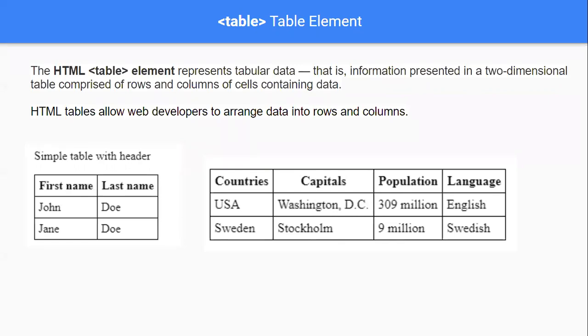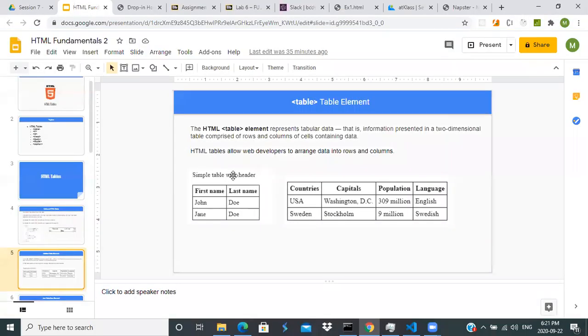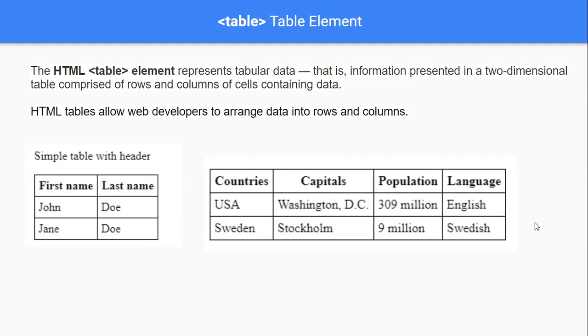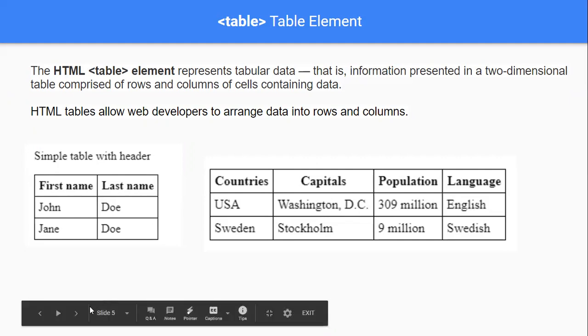HTML tables allow web developers to arrange data in rows and columns. So we have a simple table here with first name, last name, and then we have this bigger table here that has countries, capitals. And again, to add a column here is no big deal. You can add as many columns as you want. You could have a 100 by 100 grid if you needed to. But then you get into some other concerns like paging and things like that. So that's the table tag.